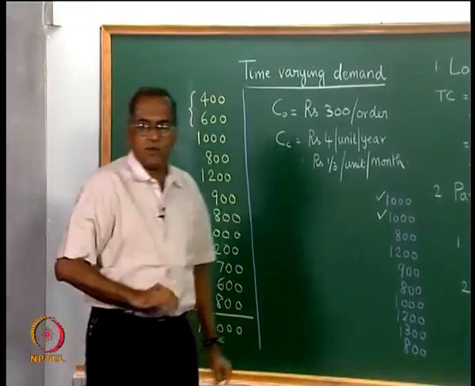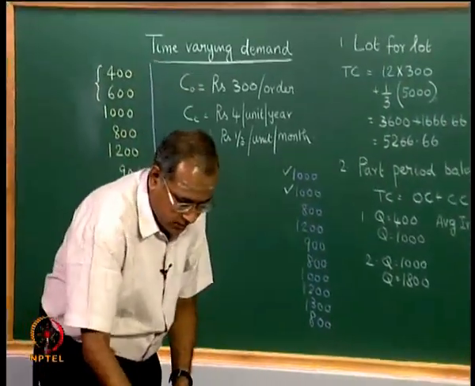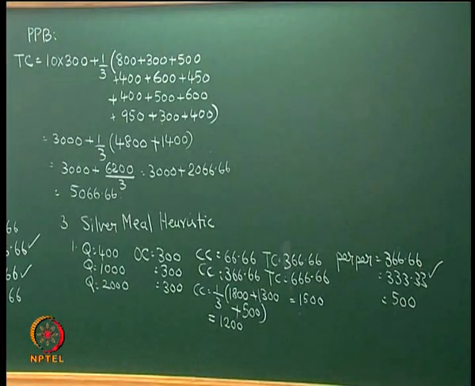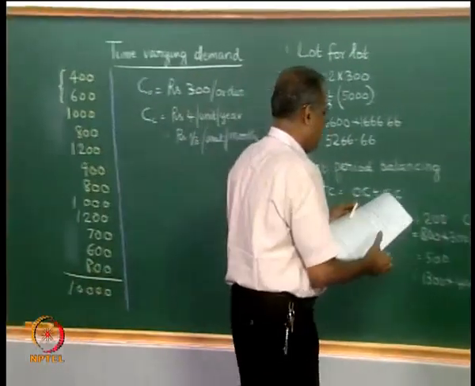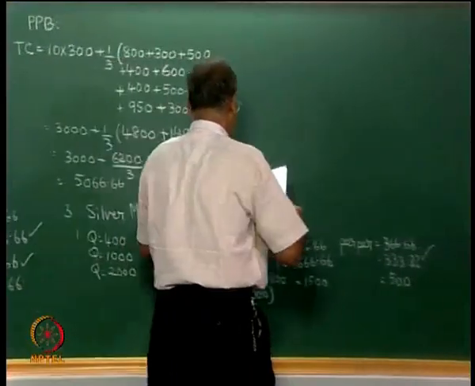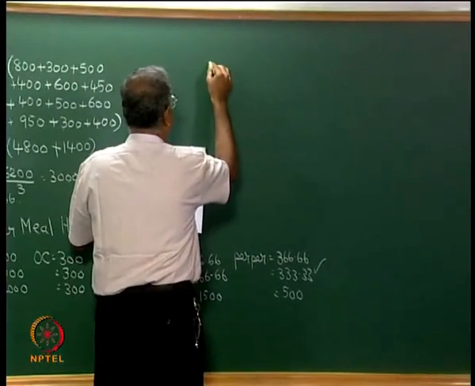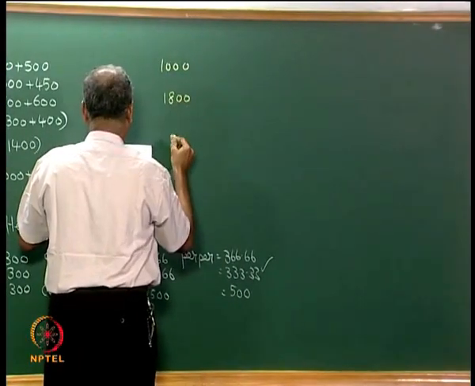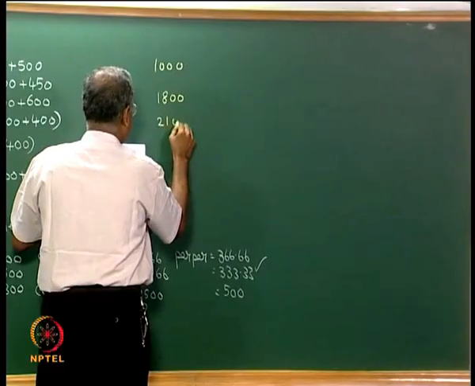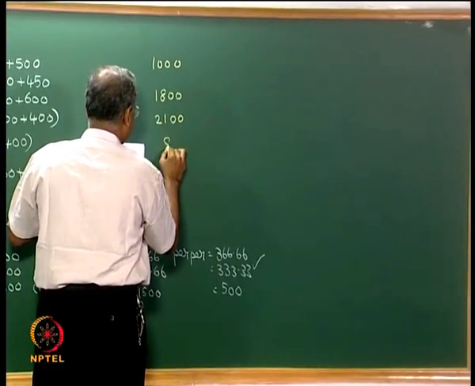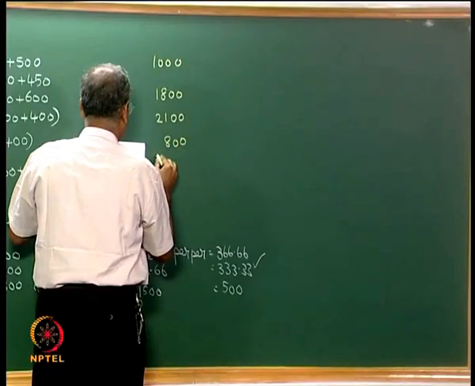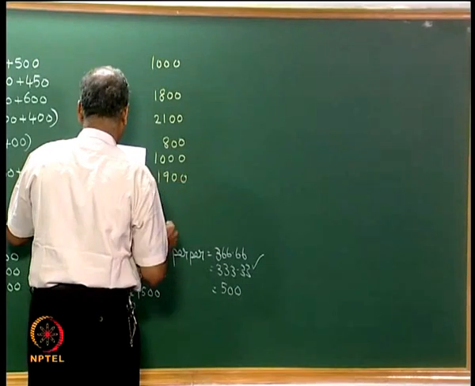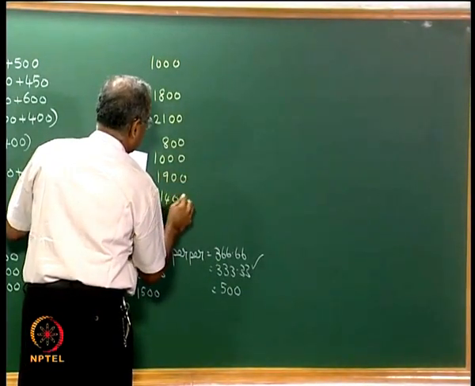Now if we do the silver meal heuristic, continue to do it for all the 12 periods, the solution that we will have is, so let me write down the solution for the silver meal. So the solution for the silver meal will be 1000, 1800, 2100, 800, 1000, 1900 and 1400.